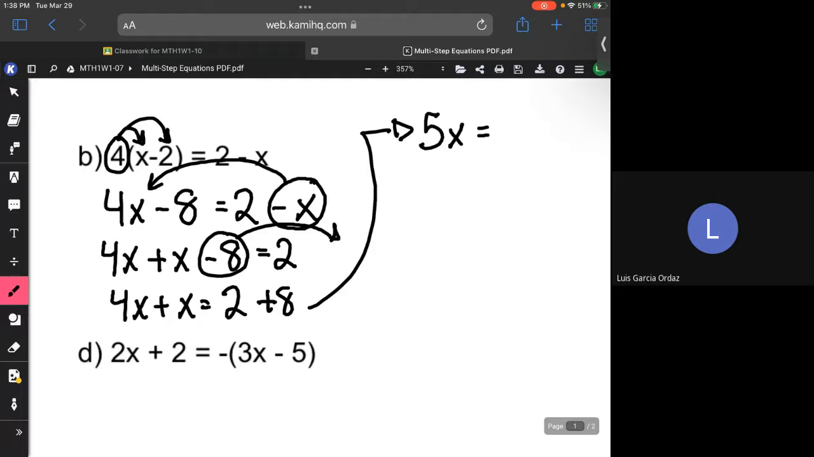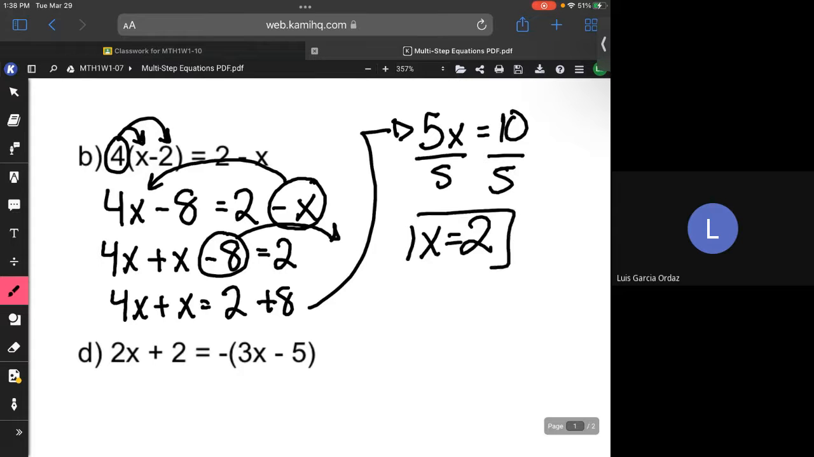So what do we have left on the right side? 2 plus 8 is what? Austin? 10. Now, how do we get x by itself? We do what? Divided by x. I mean 5. By 5. So I get x is equal to 2.